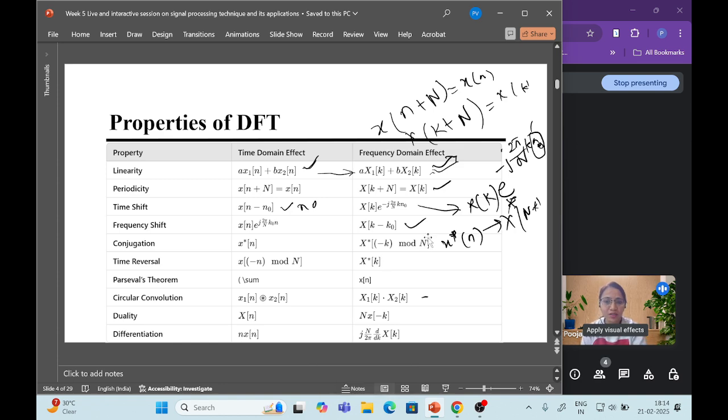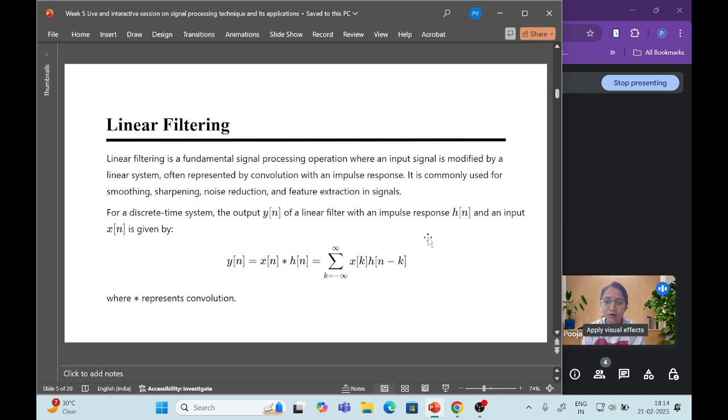These are some important properties of the DFT. We will solve some numerical problems so you will understand in a better way. The next topic covered this week is linear filtering. So what is linear filtering? Linear filtering is a fundamental signal processing operation where an input signal is modified by a linear system, which is represented by a convolution with an impulse response.